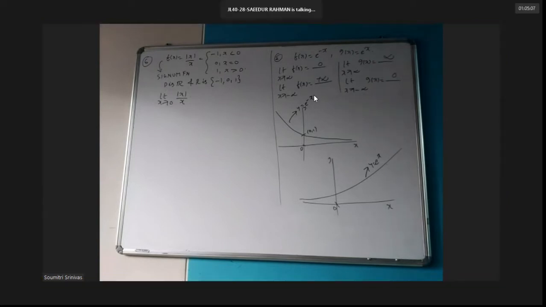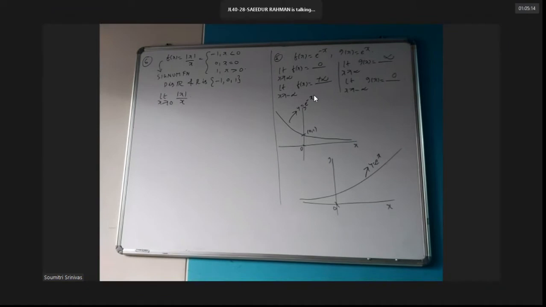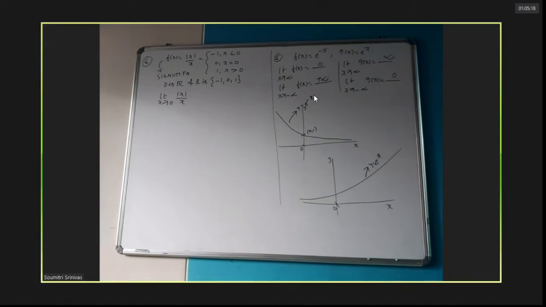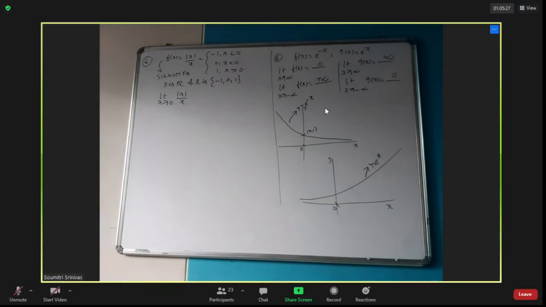Does not exist, sir. Why? We will get -1 and +1, sir. Very good. Abdul Rahim, correct name? Saidur Rahman, sir. Saidur Rahman, shabash, Superman, keep it up.